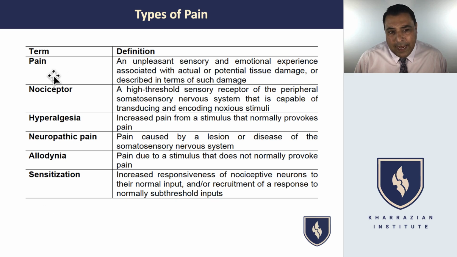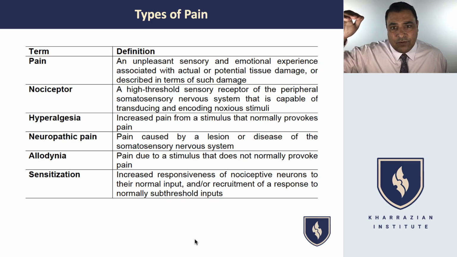Pain itself is an unpleasant sensory and emotional experience associated with actual or potential tissue damage, or described in terms of damage. If everything is normal, in order for pain to take place, you have to have something that activates a nociceptor, and then that degree of activation of the nociceptor should equate to the degree of pain that a person has.